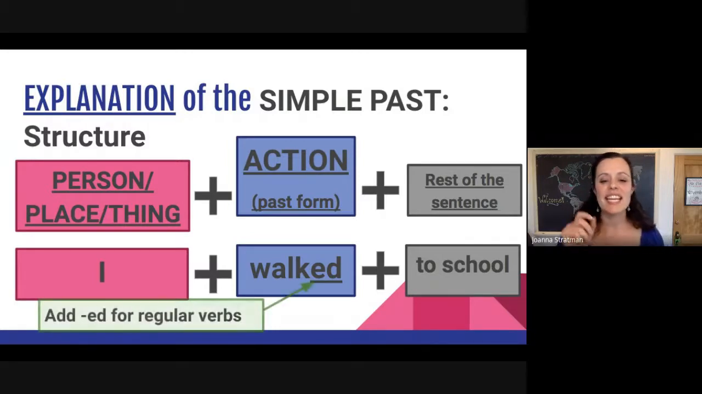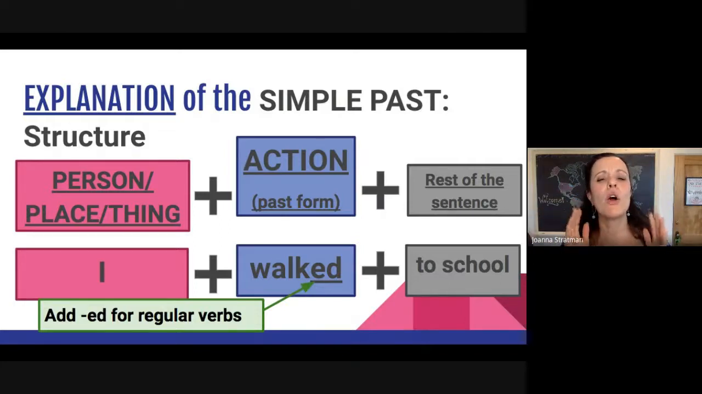You see the ed ending on walk. You add ed for regular verbs. There are many regular verbs in English, like walked and cleaned and liked. But there are also many irregular verbs. This is an example of a yes sentence.